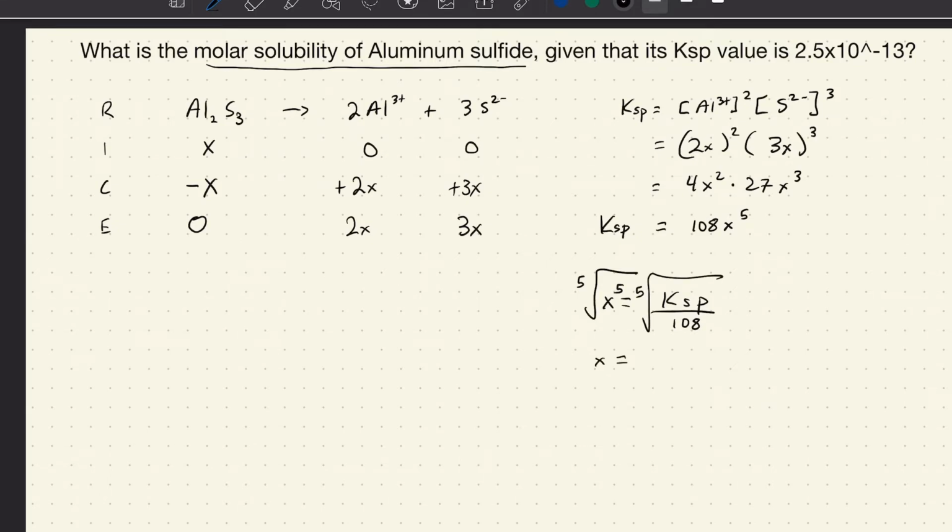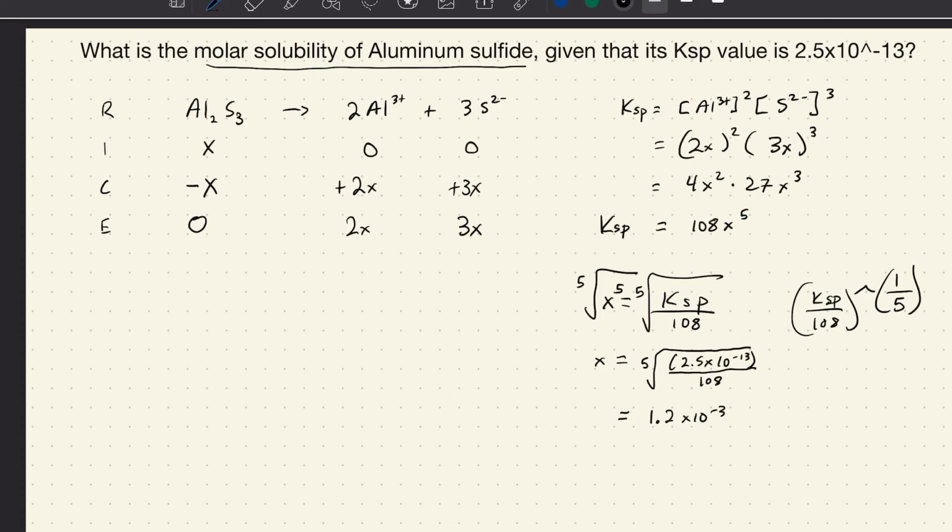So x equals the fifth root of KSP, which is 2.5 times 10 to the minus 13, over 108. And that is 1.2 times 10 to the minus 3. On your calculator, you could take the KSP over 108, put it in parentheses, and then raise it to another set of parentheses, the 1 over 5 power. Okay, that'll give you the fifth root of that.